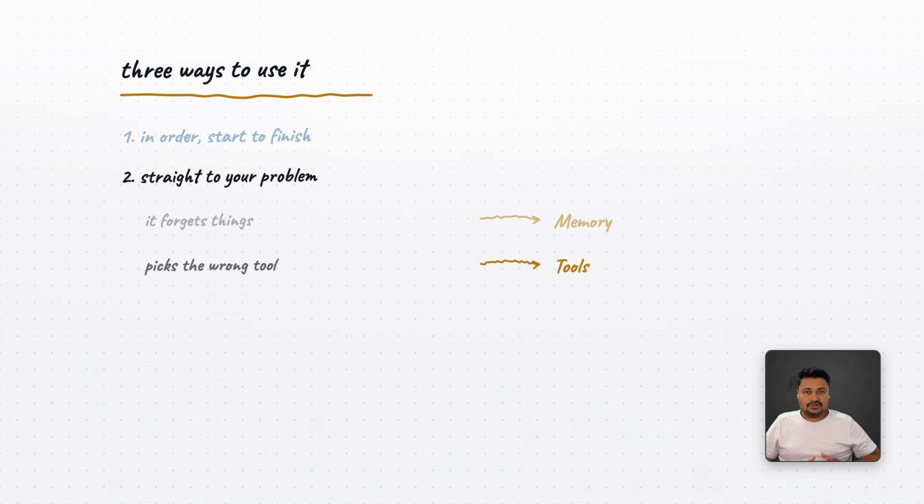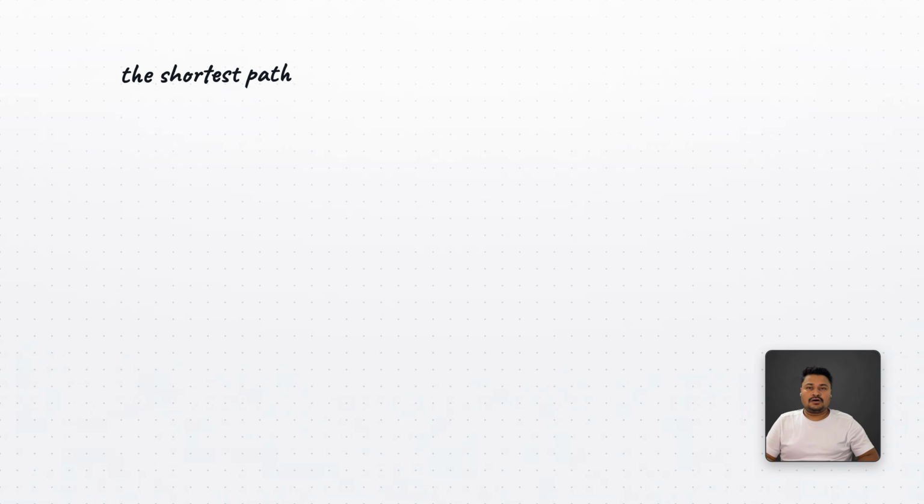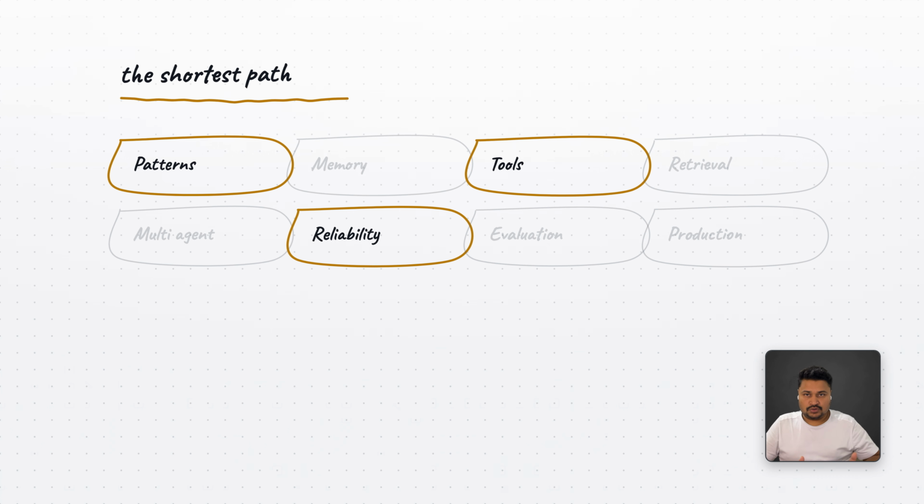Three ways to use it. In order, start to finish. If you haven't built an agent yet, go straight to your problem: it forgets things, memory; picks the wrong tool, tools; can't tell if it's working, evaluation. Or if you just want something working and under control, watch topics 1, 3, and 6: patterns, tools, reliability. That's a real agent with brakes on it.